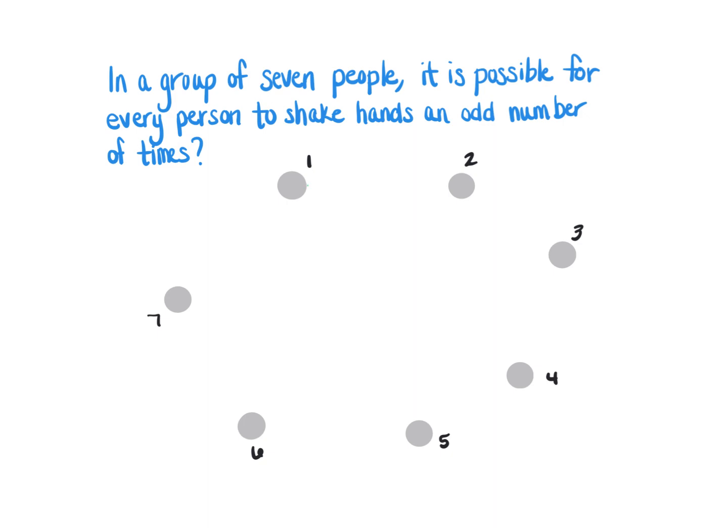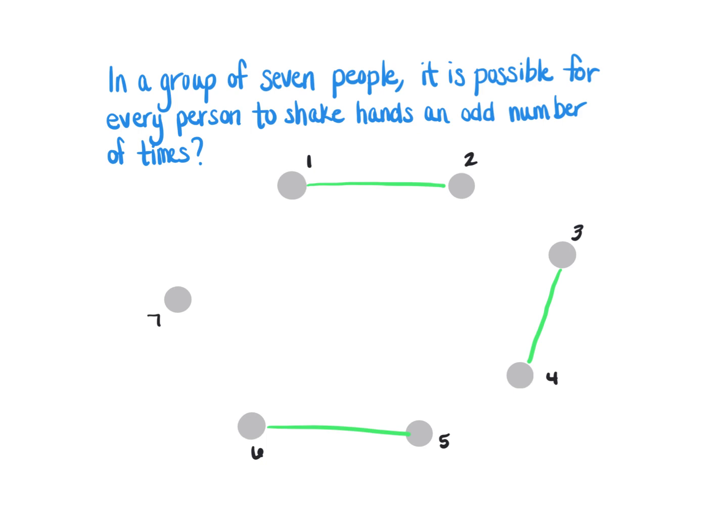So for example, let's say persons 1 and 2 shake hands, giving them 1 handshake, an odd number. We'll let 3 and 4 shake hands, also an odd number of handshakes. And we'll let 5 and 6 shake hands to give them each an odd number of handshakes. So everybody has shaken hands an odd number of times except for person number 7, who has not yet shaken hands, and 0 is an even number. So person number 7 needs to shake hands with someone.